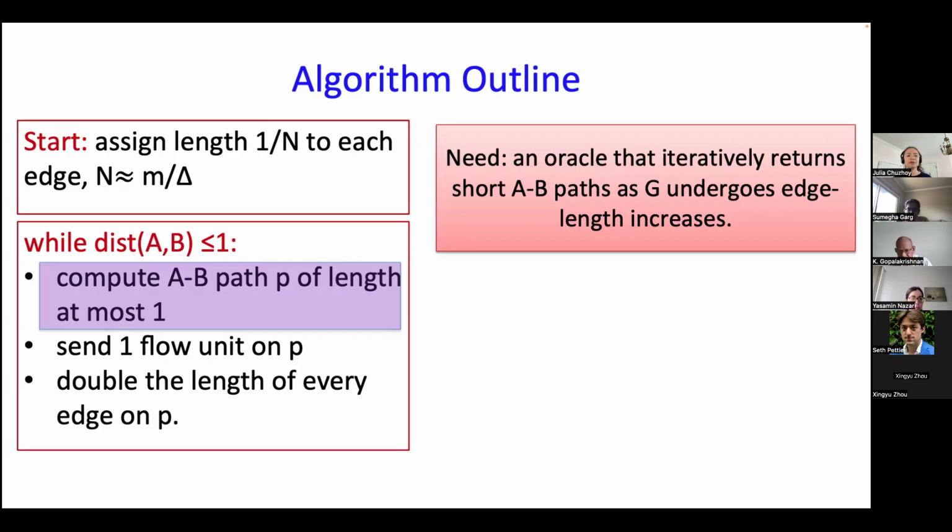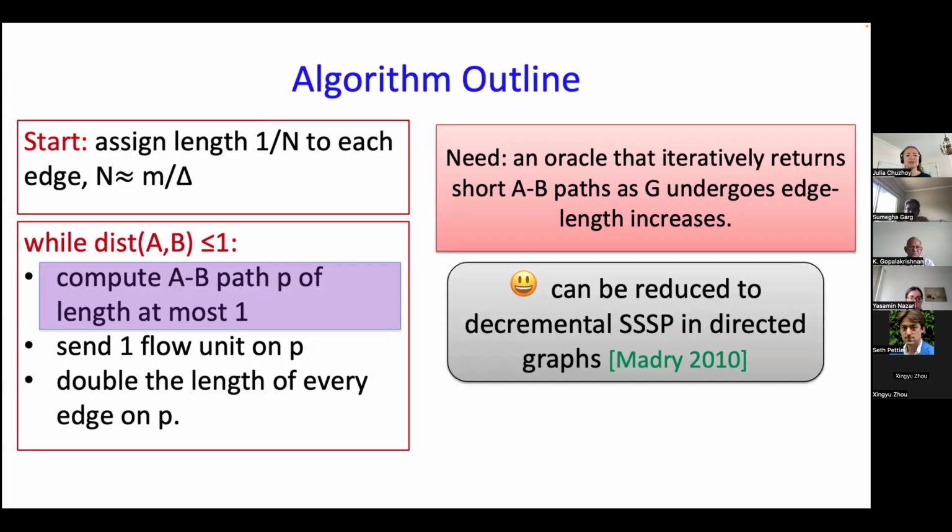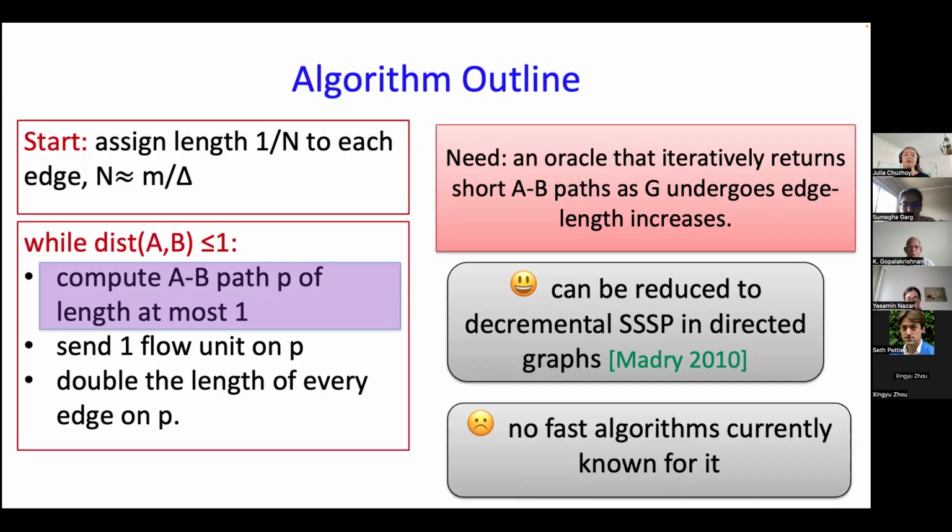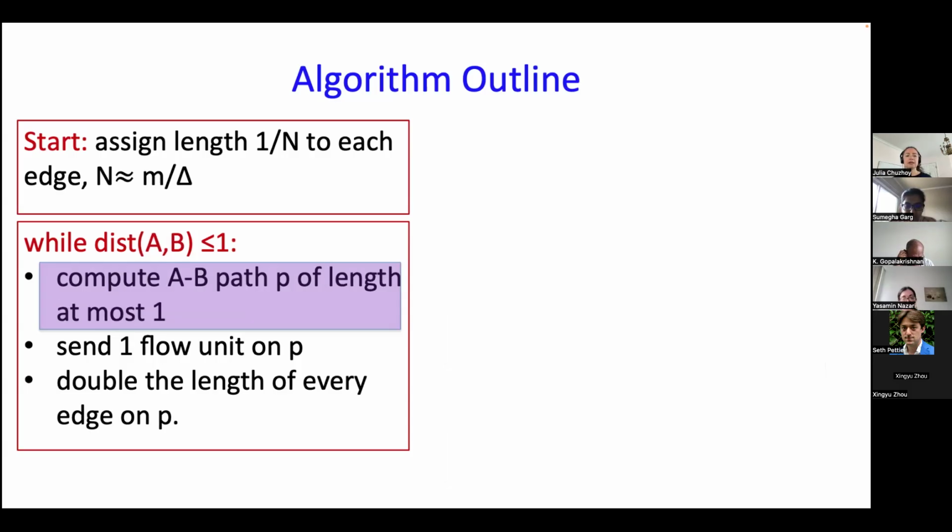So there is now good news and bad news. The good news is that this oracle can actually be reduced to a problem that is very important and that has been studied a lot. This problem is the incremental single source shortest path in directed graphs. The bad news is that we don't have really good algorithms for this problem. And here I want to emphasize, if the graph was undirected, then this problem does have good algorithms. But because we need to work with directed graphs, we don't really have good algorithms for this problem. So what do we do? How do we get around it?